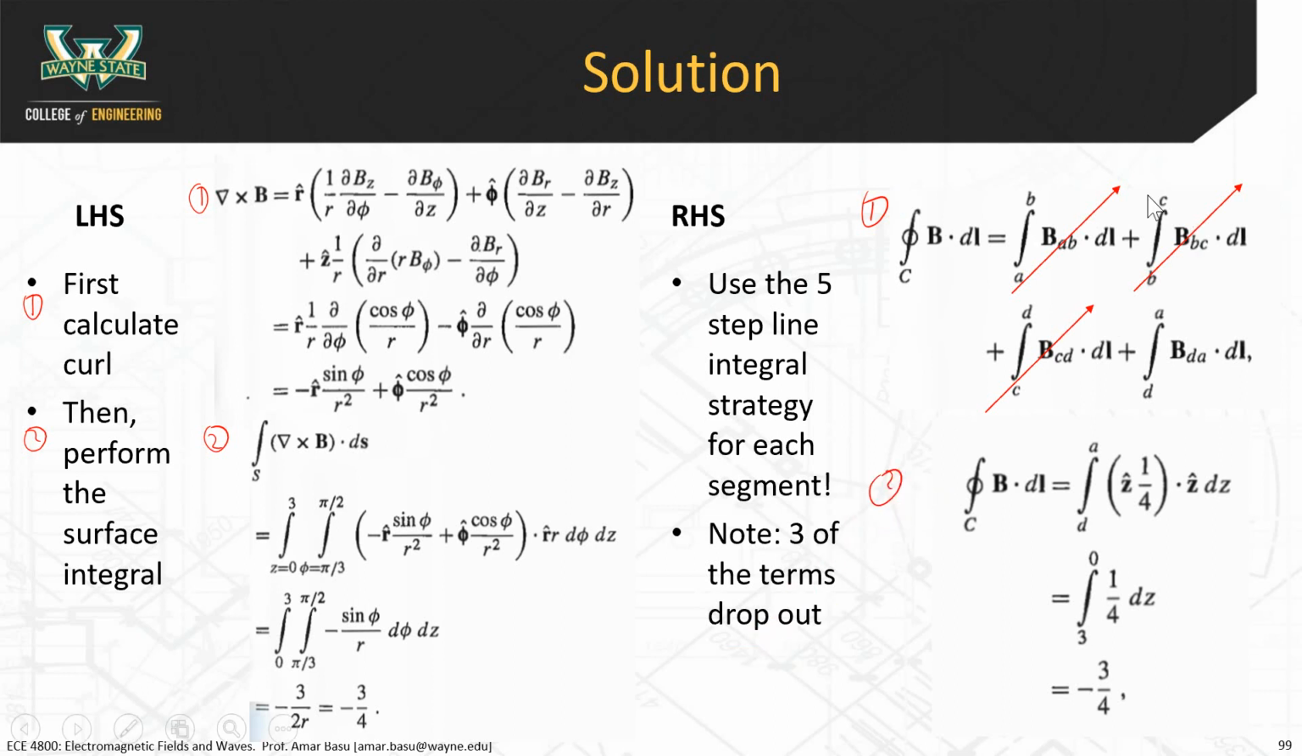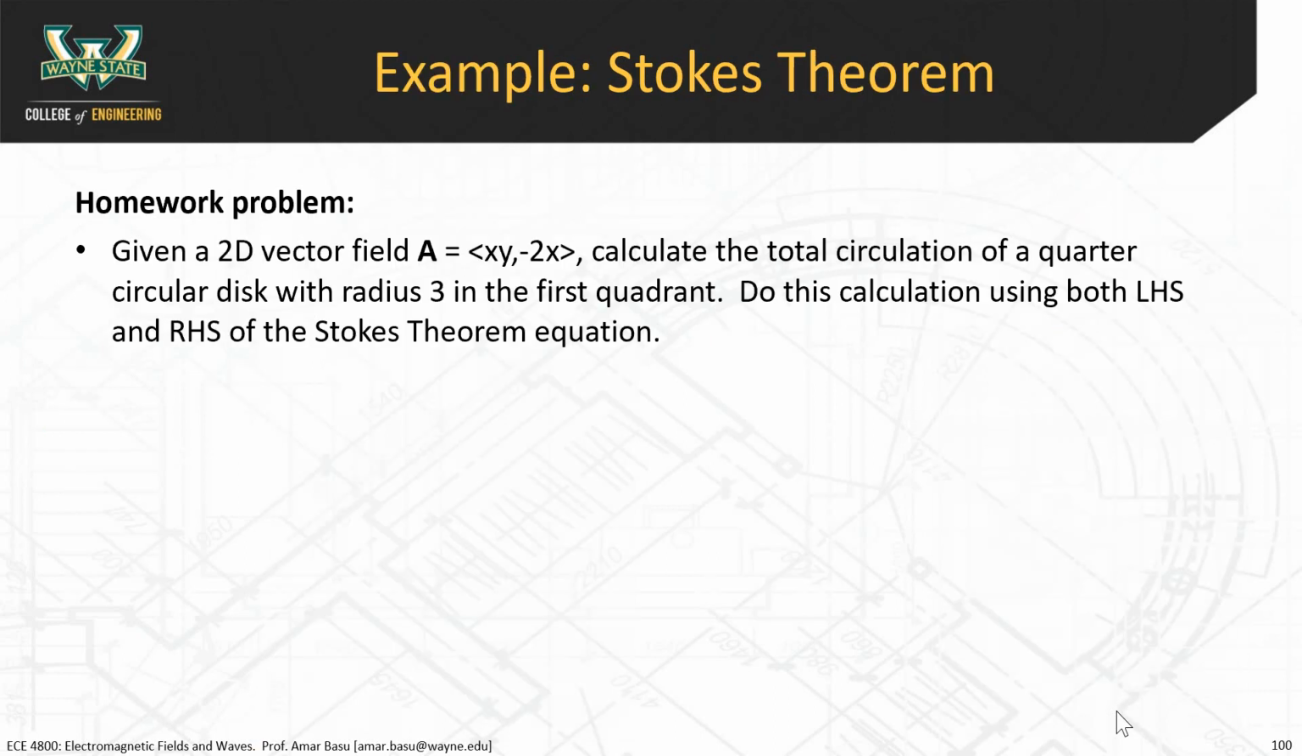And then we notice 3 of the terms drop out. We add them up and we find that the line integral is equal to 4. Now, regardless of which approach you used, the line integral approach or the curl approach, the answer is the same. The circulation comes out to -3/4 in both cases. All right, so it's a good way to check over your math. Make sure you did it right. Okay. Any questions on that?